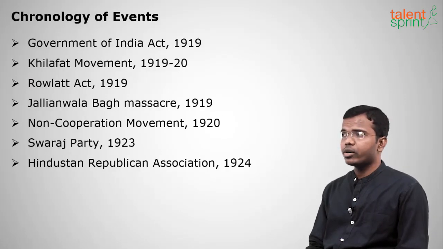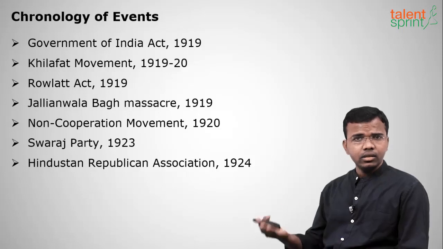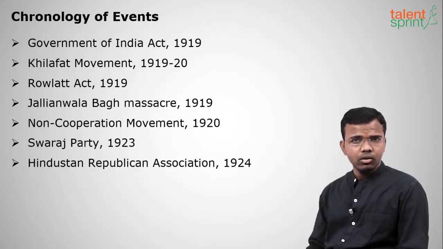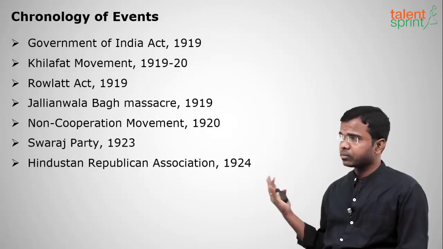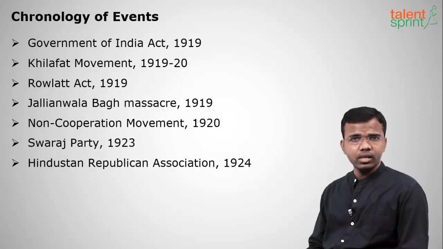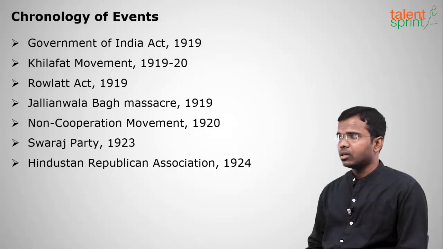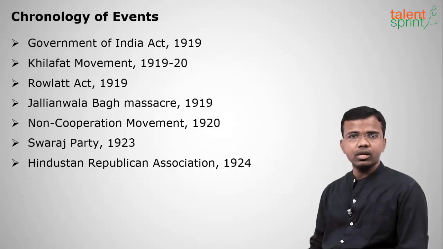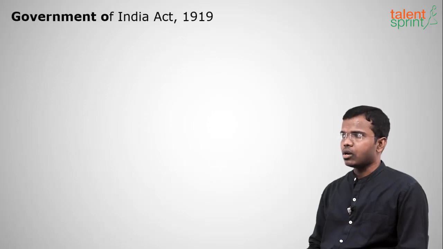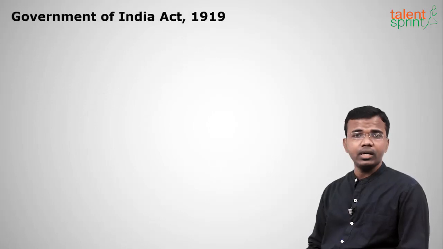First is the Government of India Act 1919. Next is the Khilafat Movement, 1919 to 1920. Next is the Rowlatt Act 1919, and the Jallianwala Bagh massacre or incident in 1919. Next, the non-cooperation movement 1920, the Swaraj Party 1923, and HRA, that is Hindustan Republican Association, in 1924. Now first we shall see the Government of India Act 1919.